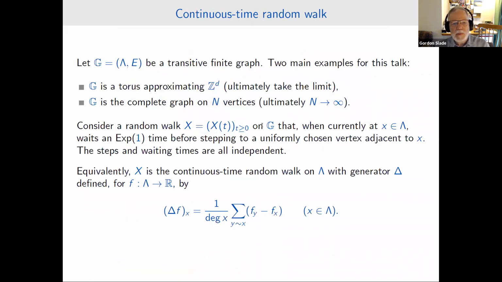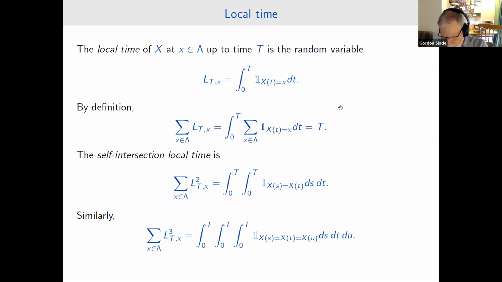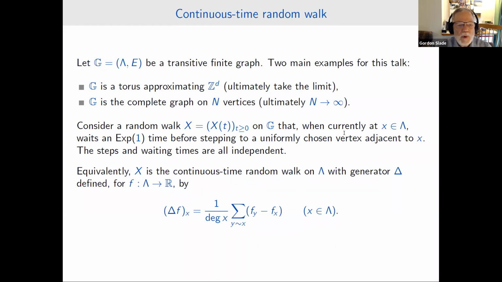And well, there's been a model of this for a long time. The model that I'm going to be discussing is a continuous time random walk. Sorry, I've got some issue with the Zoom there. Okay. It's a continuous time random walk.